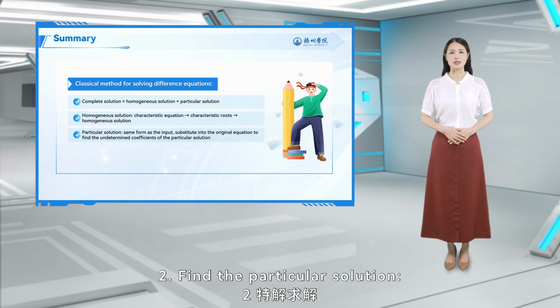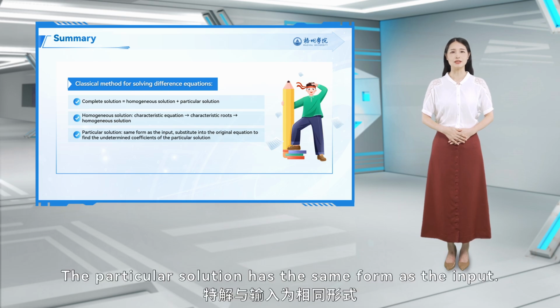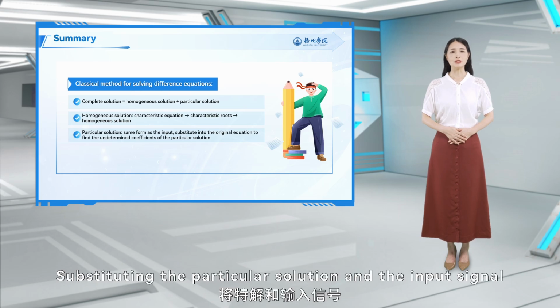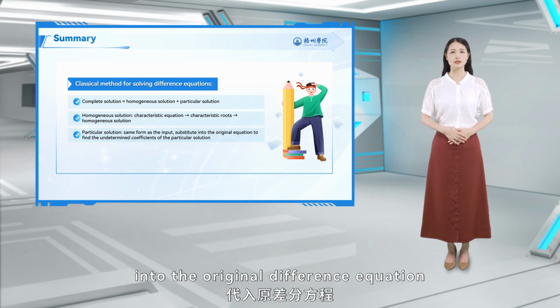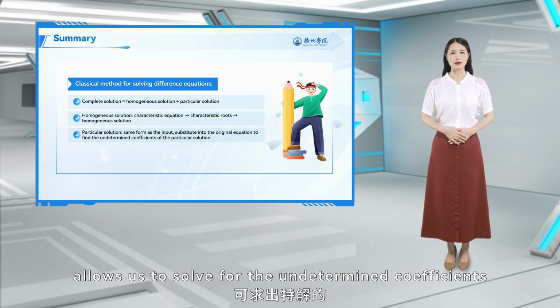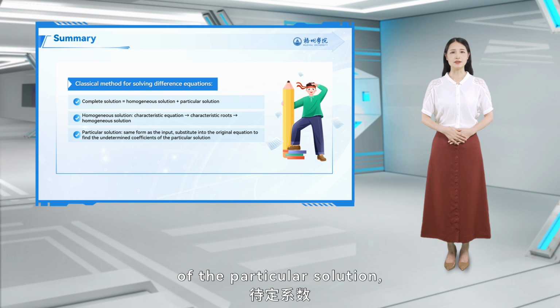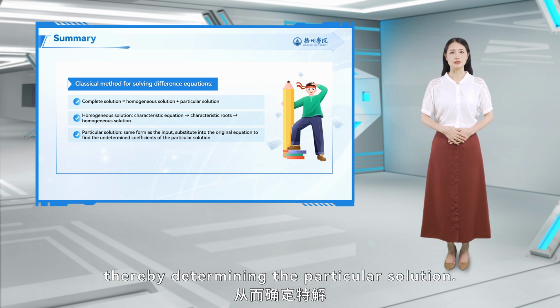2. Find the particular solution. The particular solution has the same form as the input. Substituting the particular solution and the input signal into the original difference equation allows us to solve for the undetermined coefficients of the particular solution, thereby determining the particular solution.